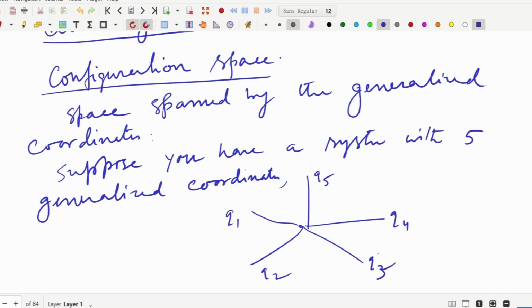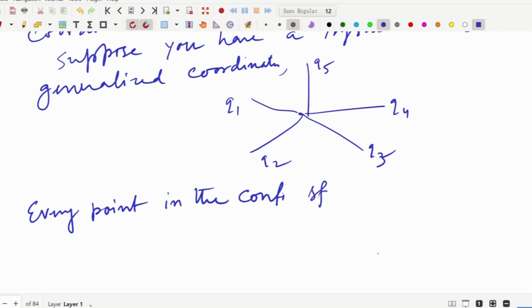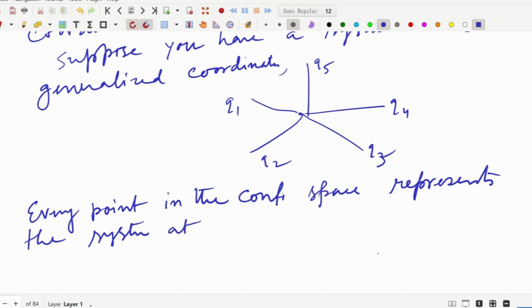An important statement about generalized coordinates and configuration space is that every point in the configuration space represents the system at a particular time.